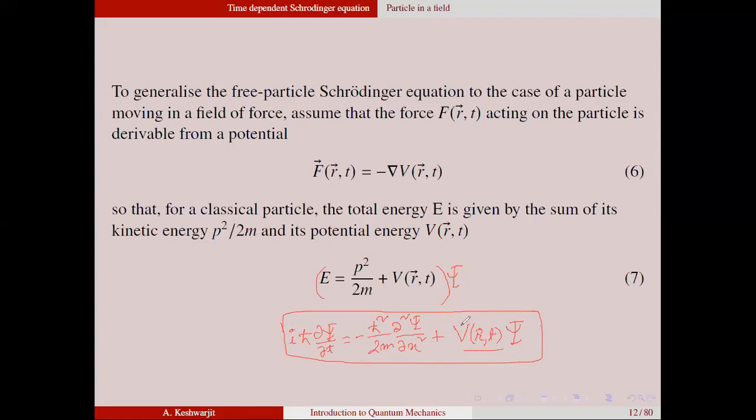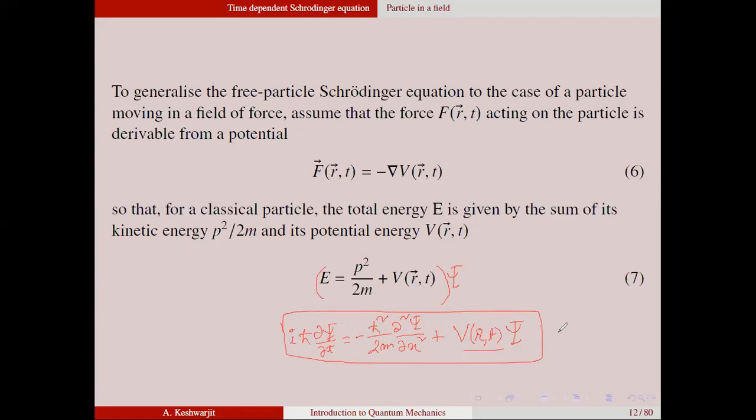So this is the time-dependent Schrodinger equation, because on the left hand side we have del psi by del t. We are differentiating psi with respect to time. This equation shows how the wave function psi changes with time. So this is called the time-dependent Schrodinger equation in one dimension.